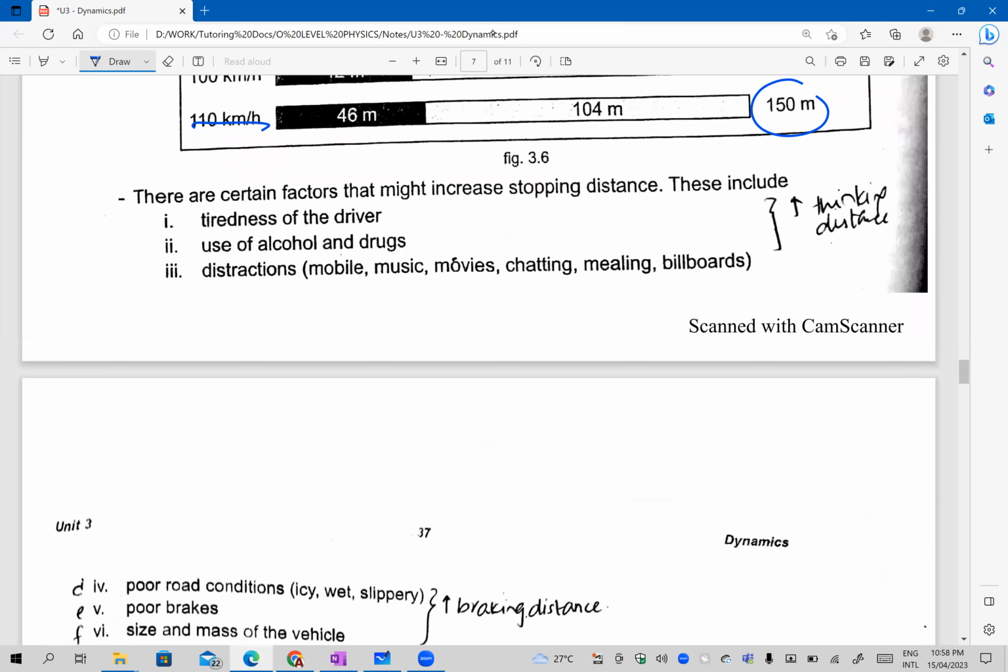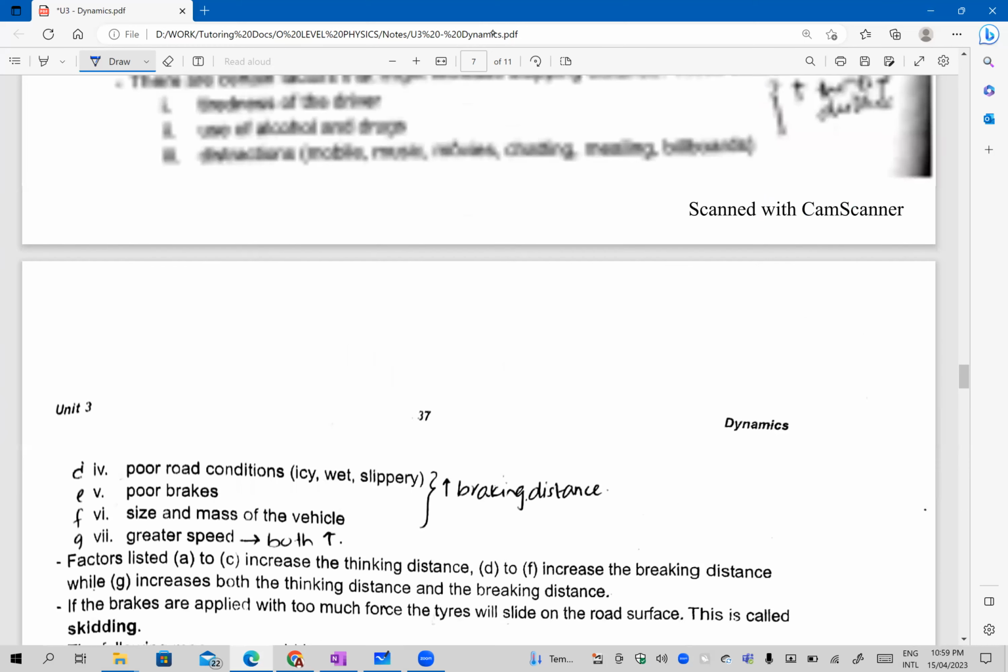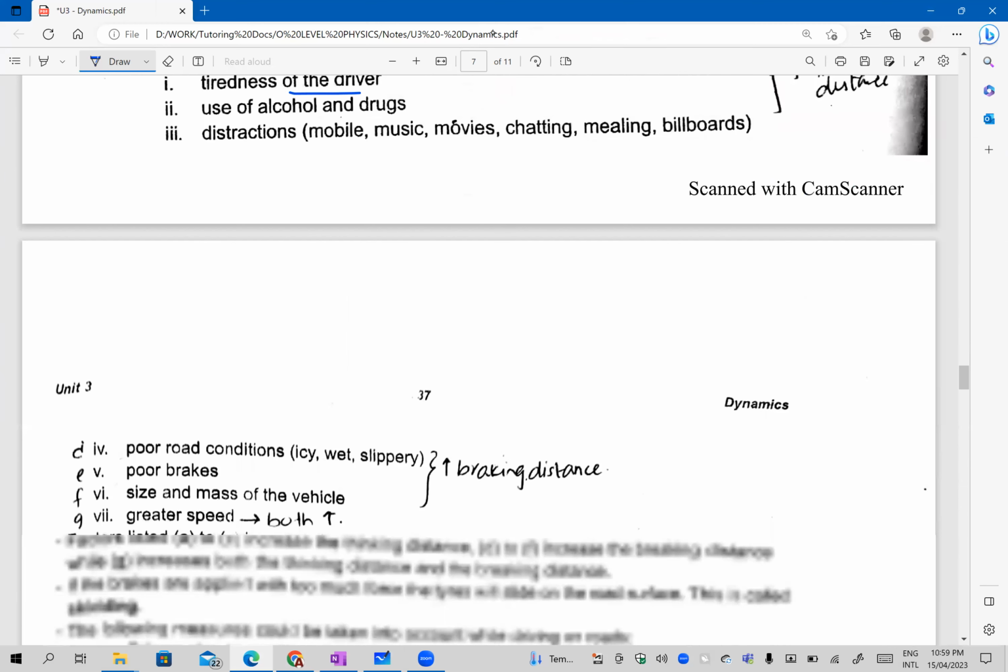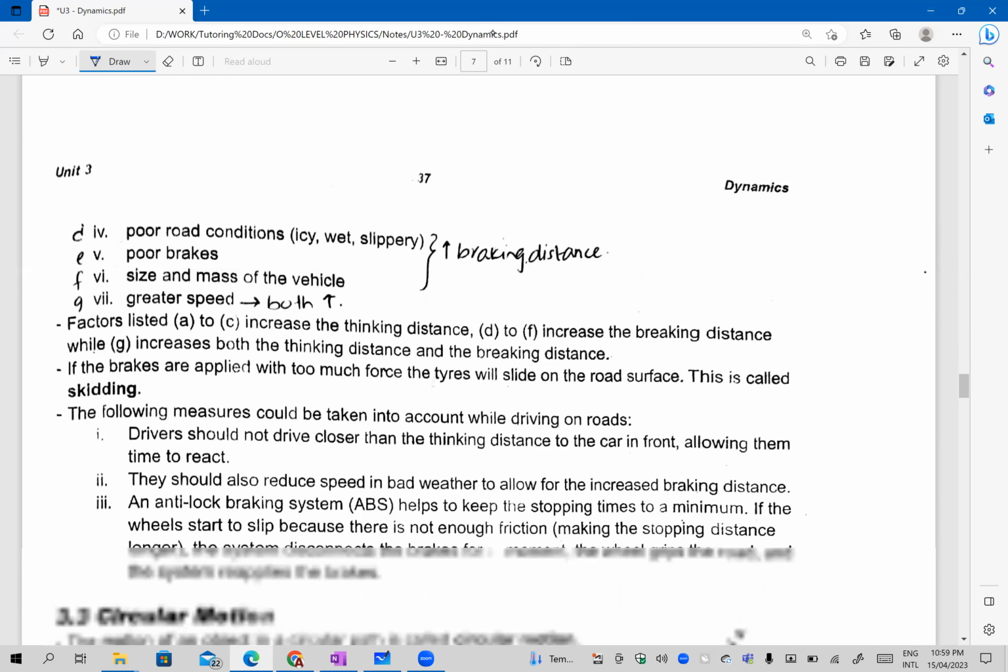There are certain factors that might increase the stopping distance. Tiredness of a driver. If the person driving is tired, the reaction time would increase. Use of alcohol and drugs, distractions, mobile, music, movies, chatting, meeting, billboards. Any distraction may also increase the reaction time of the driver. This is why it's advised to be very focused while driving, to avoid alcohol and drugs, and to be very active, right? Poor road conditions, similarly, if the road is wet, slippery, the braking distance would increase. Poor brakes, size and mass of the vehicle, greater speed.